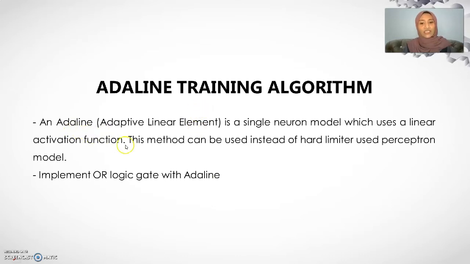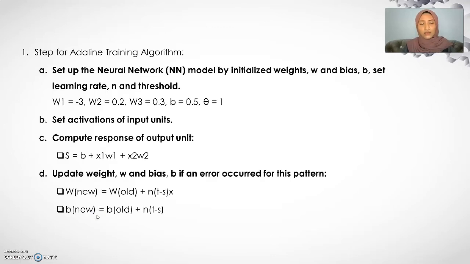Adaline is a single neuron model which uses a linear activation function. This method can be used instead of the hard limiter used in the perceptron model. Adaline can implement logic gates. Then we are going to the first step of the Adaline training algorithm.